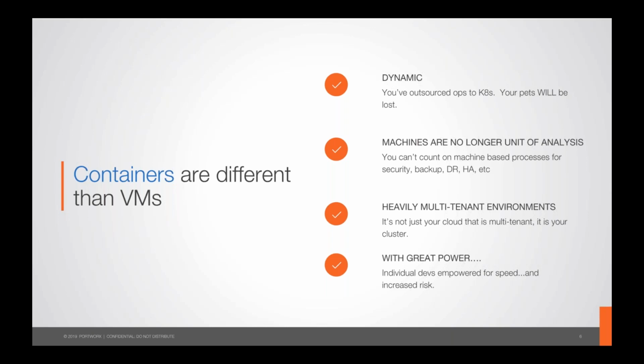If you're picking Kubernetes for the right reason, it's because your application or applications are of sufficient complexity that you need to outsource your ops to a computer, right? That computer is called Kubernetes. So if you're picking Kubernetes for the right reason, you expect Kubernetes to make scheduling decisions for you. You expect Kubernetes to move your applications around.